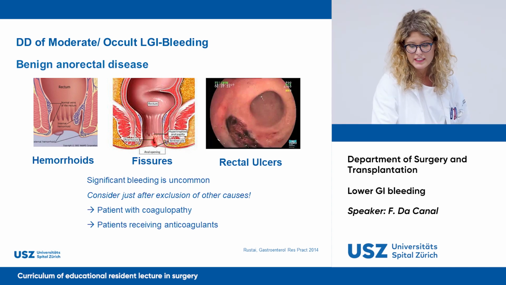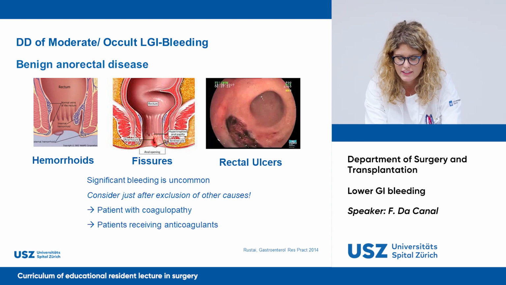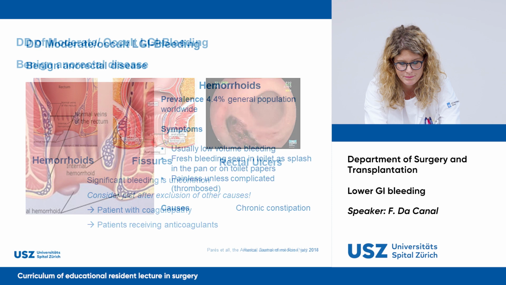In that case, significant bleeding is uncommon. We should not settle on a benign anorectal disease until other causes have been excluded. And usually, bleeding coming from that cause involves patients with coagulopathies or that are receiving anticoagulants.